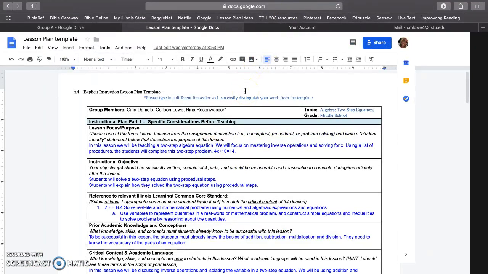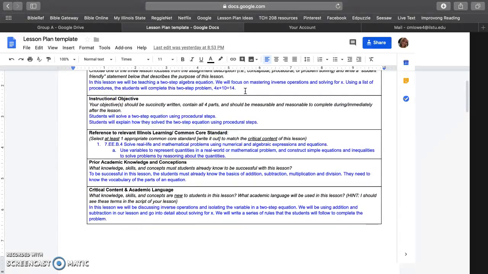Hello, so for our lesson plan, we are doing a two-step equation, and we decided to use procedural knowledge. For our lesson plan, we are trying to focus on using those procedural steps to solve the two-step equation, and also really want Savannah to master inverse operations and solving for x. We also really want to focus on her being able to explain her reasoning behind how she got an answer, and also her explaining using the procedural steps. So that's our main focus.